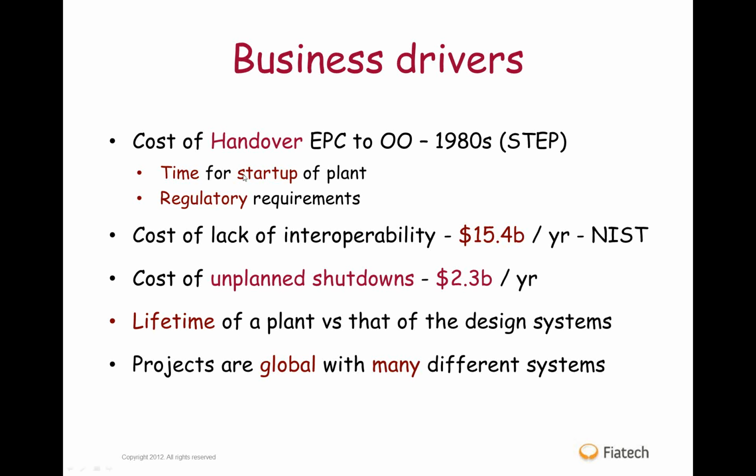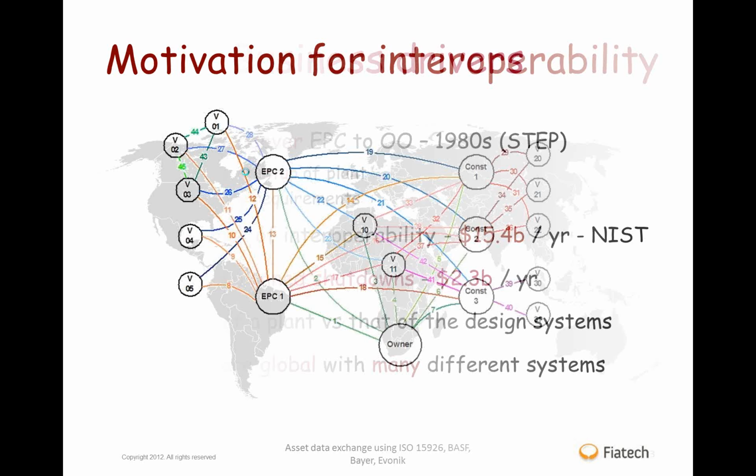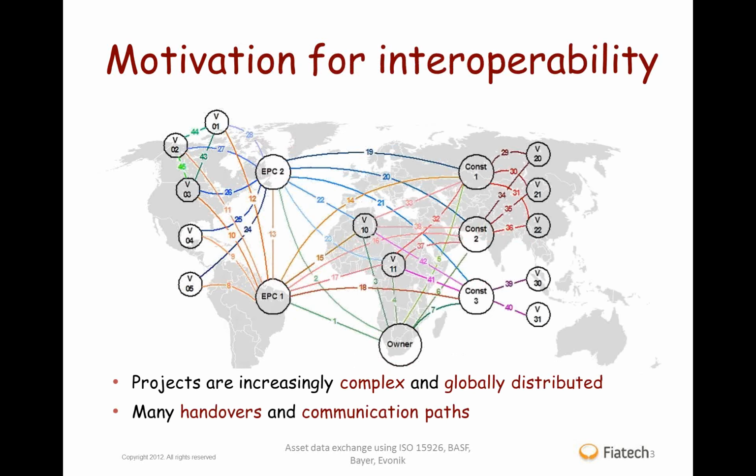The other aspect is projects are global, and they're now with very many different systems. And this diagram, which I've taken from the DEXP presentation, actually shows some of the complications of those. Very complex, many handovers, and many different communication paths.